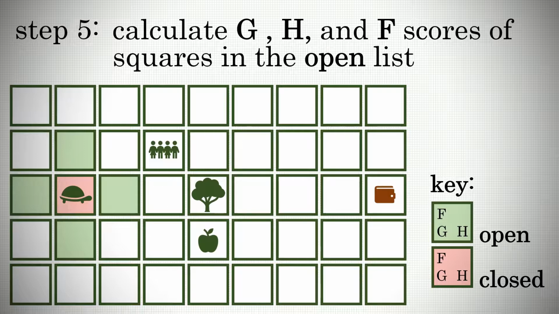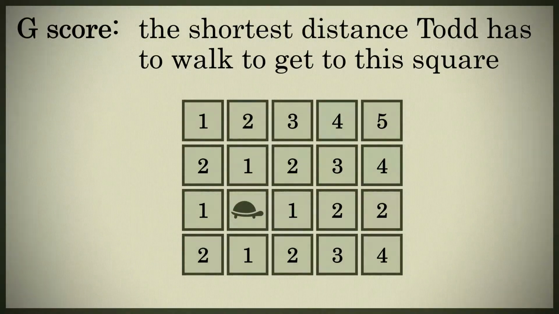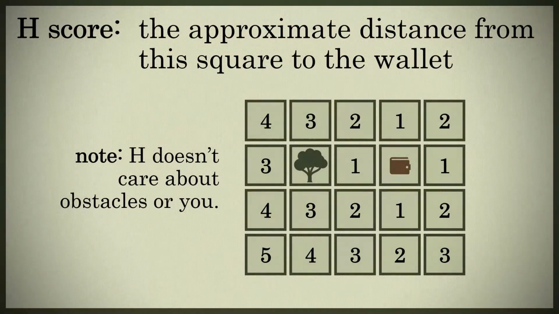Wait, what do these scores even mean, and how are they calculated? The G score is the shortest distance Todd has to walk to get to a certain square. In order to calculate the G score of a given square, we just add 1 to the score of the previous square. If the G score of a square is ever recalculated and found to be lower, we'll take the lower score.